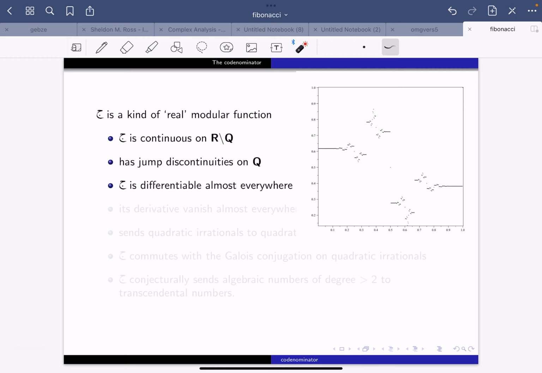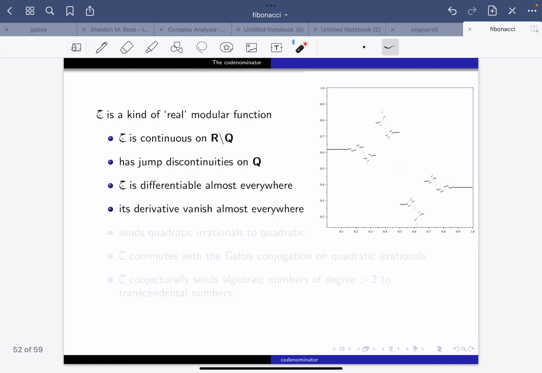And by concentrating on these places, it is easy to guess that this function must be differentiable almost everywhere, and this derivative must vanish almost everywhere. I don't claim that the derivative vanishes whenever it is defined. It may have points where the derivative is defined, but it is non-zero. But almost everywhere, except on a set of measure 0, the derivative vanishes.